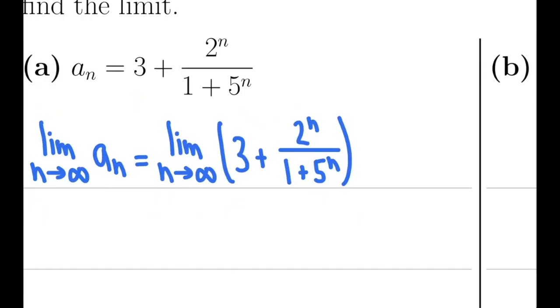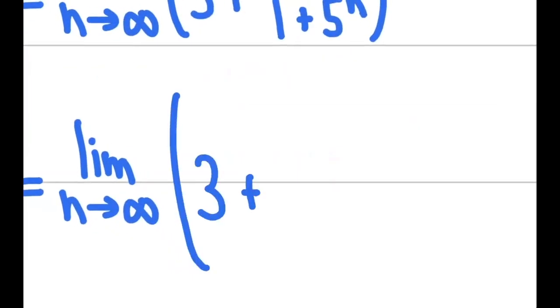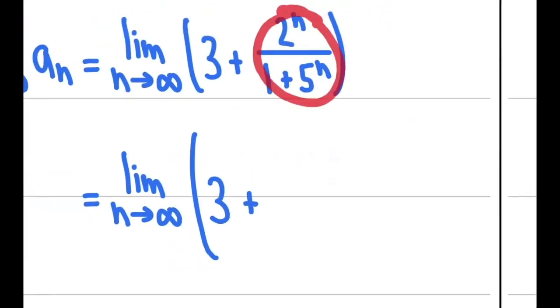What I'm going to do is divide by the term that's dominating, basically. So 5 to the power of n, that's the most powerful term in this fraction. So I'm going to divide by that. This 3 is a constant, so nothing's going to happen to that. But now I'm going to divide the numerator and denominator of this fraction by 5 to the power of n.